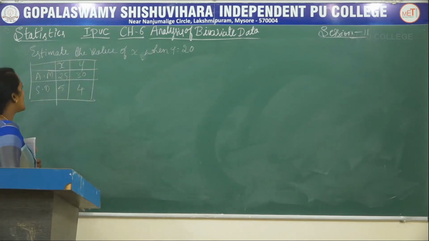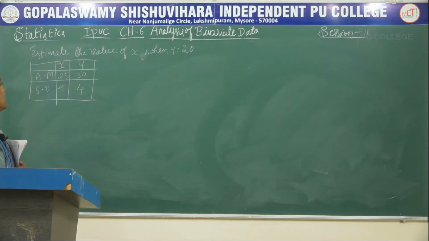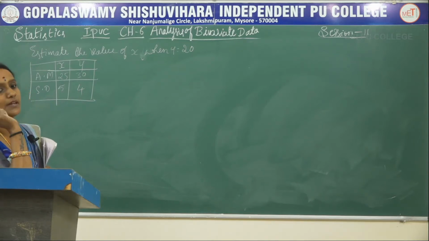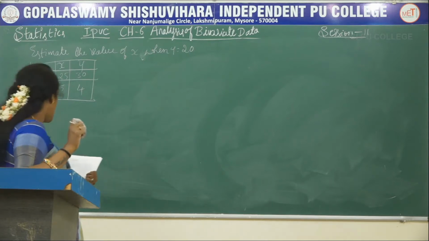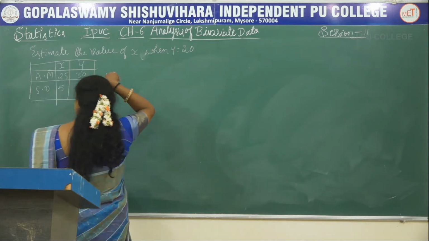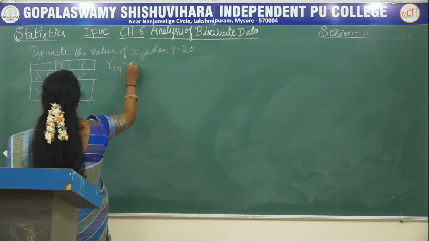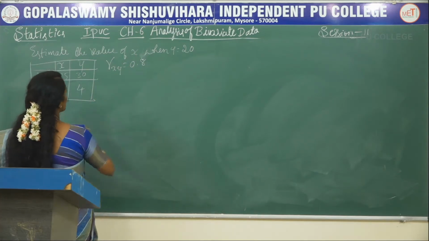Okay, in this they have given the AM. AM is nothing but the arithmetic mean of x and y, and standard deviation of x and y. Here we have to estimate the value of x when y is equal to 20. For this, first we have to calculate the regression coefficient. That is, we know that, and here they have given this value, that is correlation coefficient is 0.8. So correlation coefficient they have given.